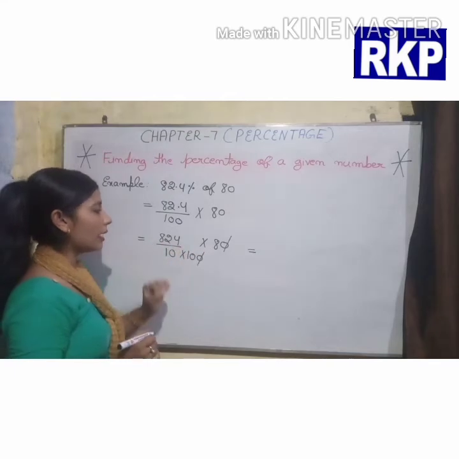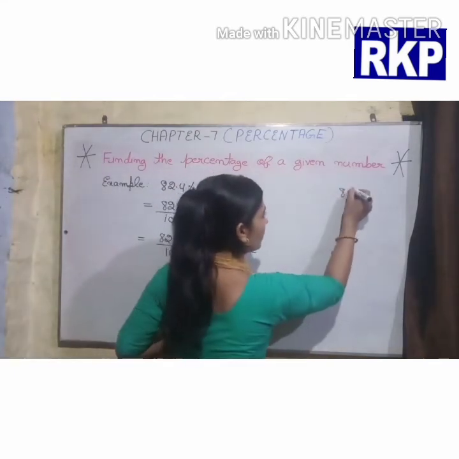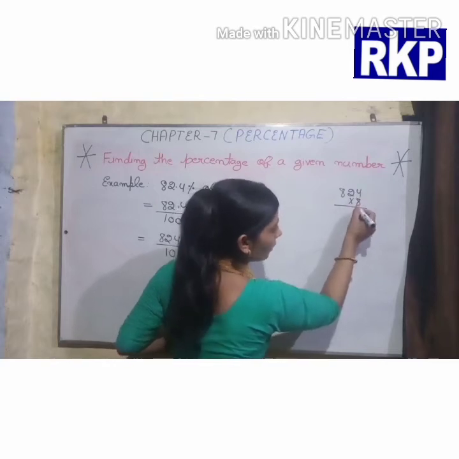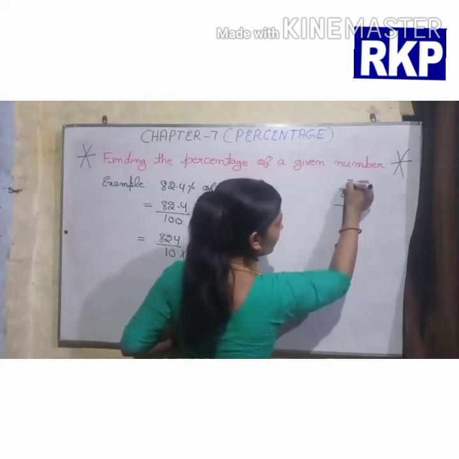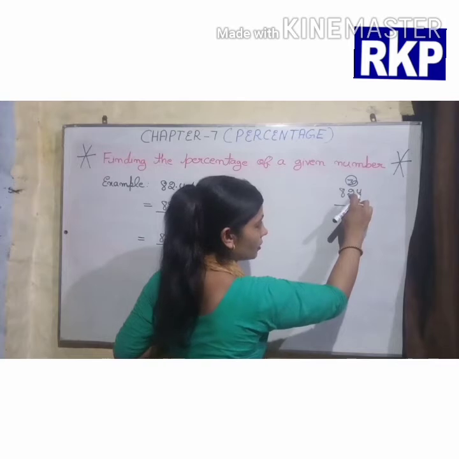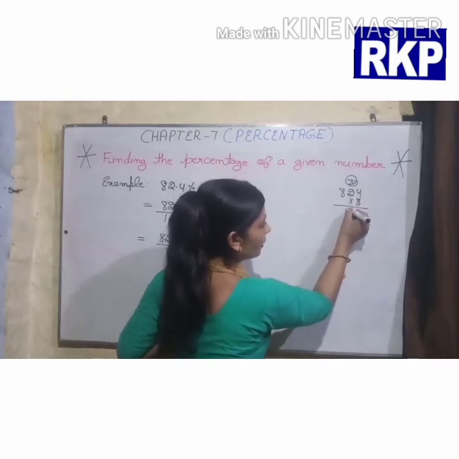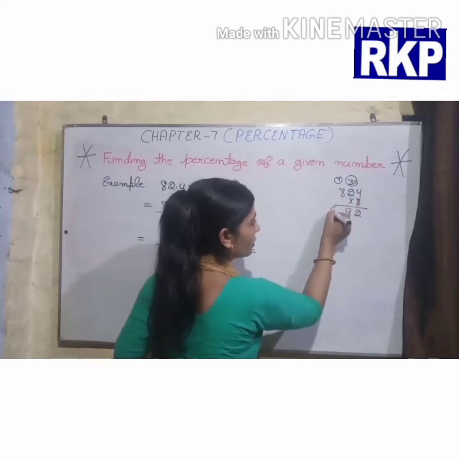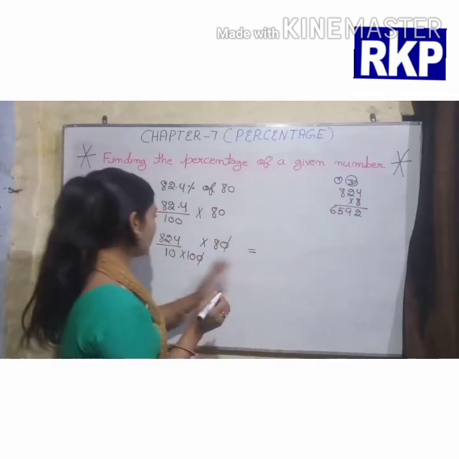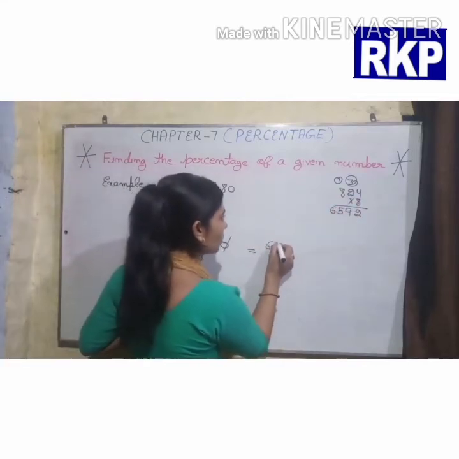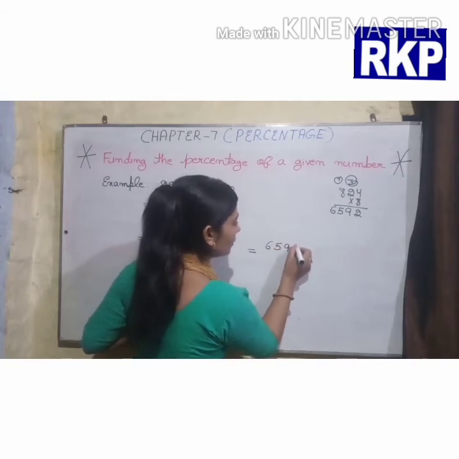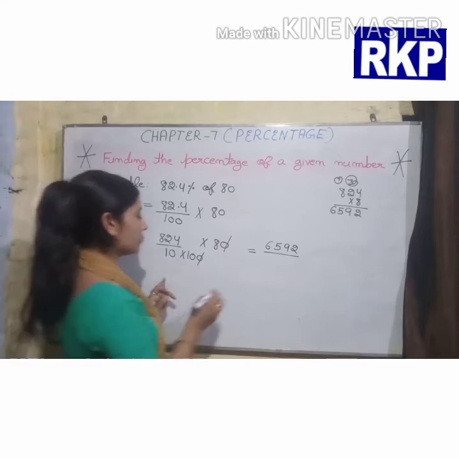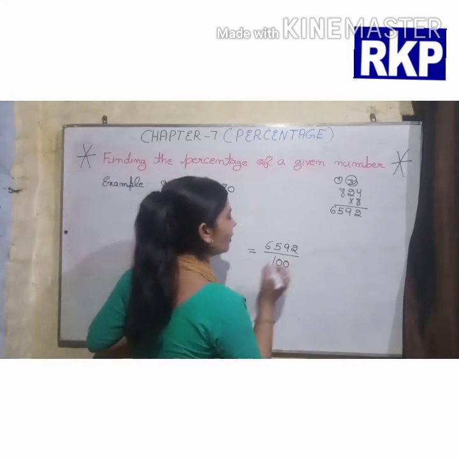824 multiply 8. If we multiply 824 with 8, 8 4s are 32, 8 2s are 16, 16 and 3 is 19, 8 8s are 64 and 1 is 65. So here beta, 6592 by 10 multiply 10 will give us 100.